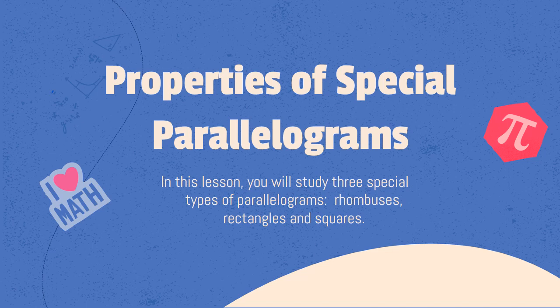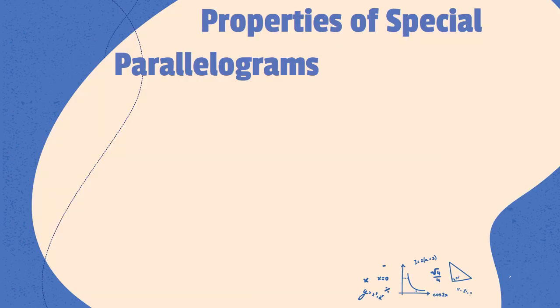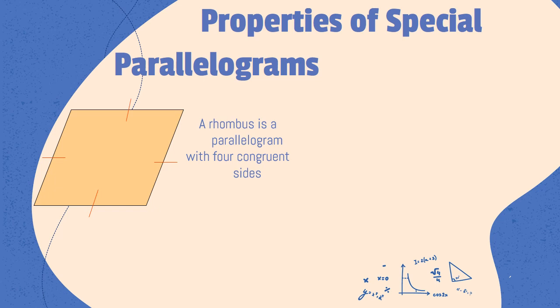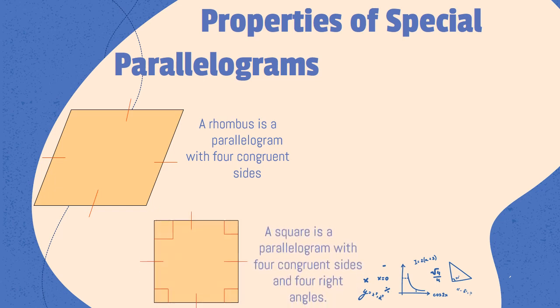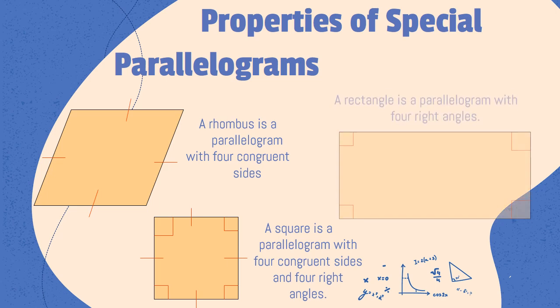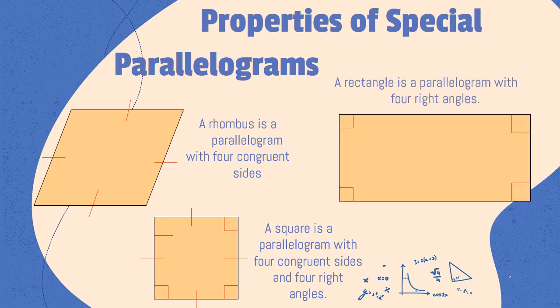So in this lesson, we will study three special types of parallelograms: rhombuses, rectangles, and squares. Let's see the properties of these special parallelograms. Let's begin with the rhombus. A rhombus is a parallelogram with four congruent sides. A square is also a parallelogram that has four congruent sides and something else, four right angles. And a rectangle is a parallelogram with four right angles.